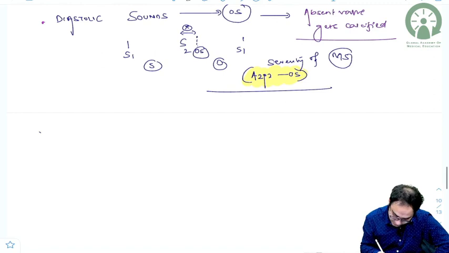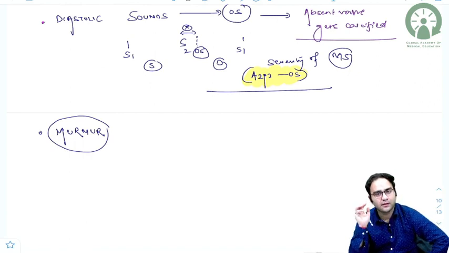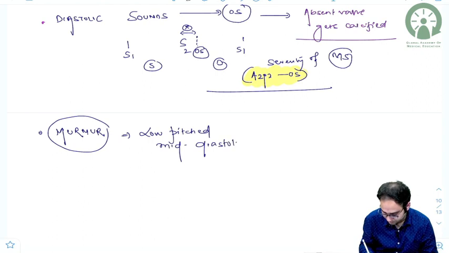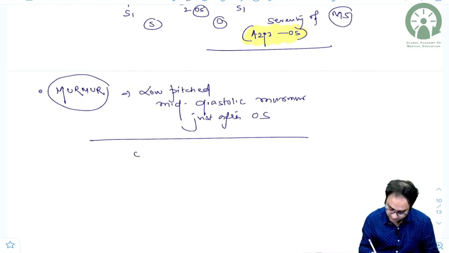Then comes the murmur. What sort of murmur do we get in mitral stenosis? I've explained to you in the physiology just before that you are going to get a diastolic murmur in MS. So what we get is a low pitched mid diastolic murmur, just after the OS, right? And it has a pre-systolic accentuation.